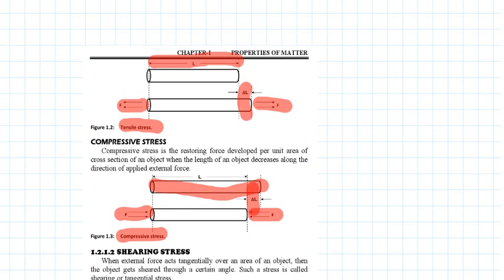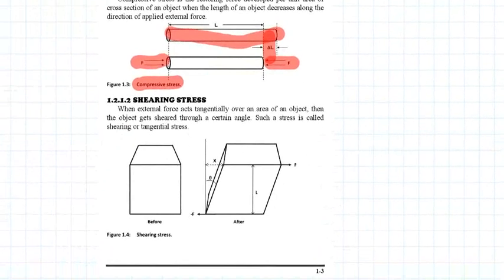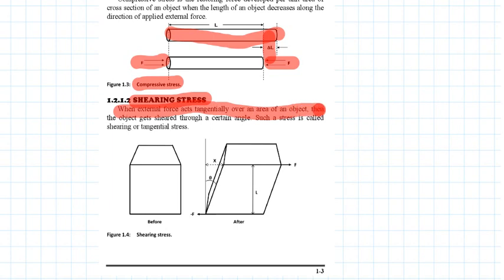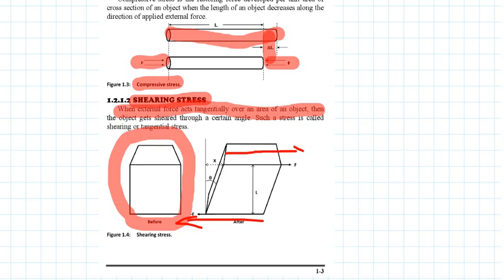Another, second type of stress is called shear stress. When external force acts tangentially over an area of an object. Suppose this is an object, a cubical object shown over here. Suppose we apply a force on the bottom side of the object in this direction, and an equal force is applied on the top side of the object in the opposite direction. Then the deformation taking place in the object will be in an angle.